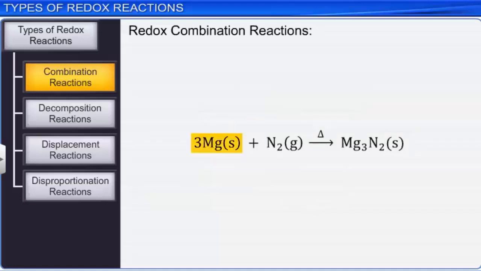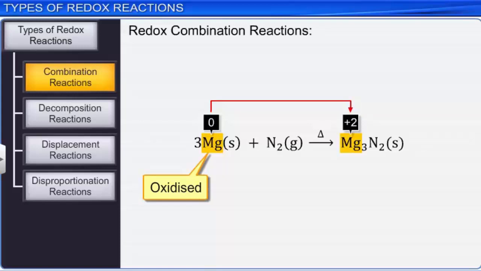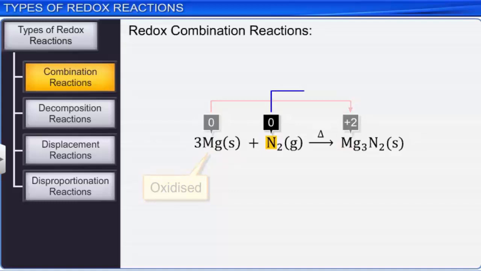Magnesium reacts with nitrogen to give magnesium nitride. In this reaction, the oxidation number of magnesium changes to +2 from 0, as it is oxidized. Simultaneously, the oxidation number of nitrogen changes from 0 to -3, as it is reduced.